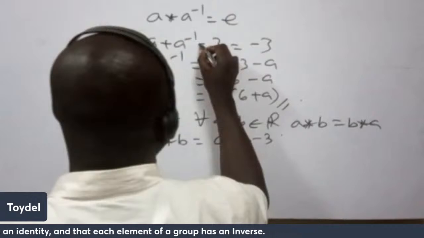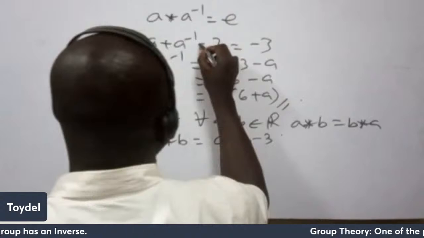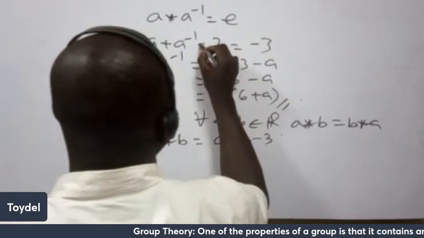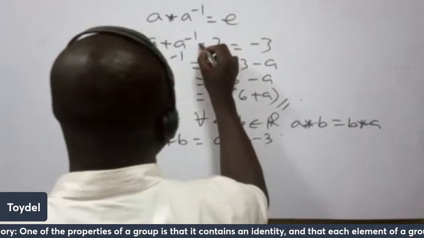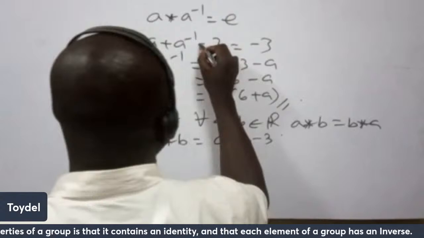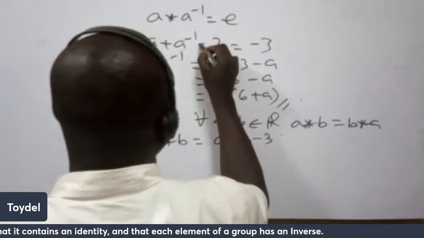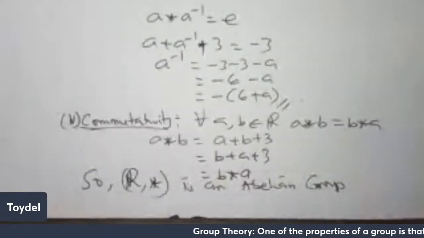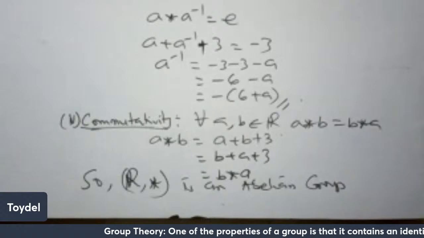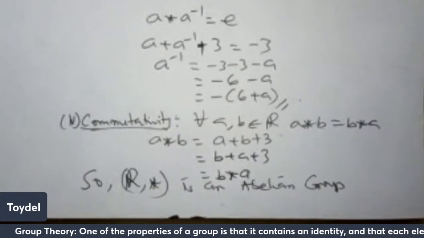So we have the properties that are required to get an Abelian group. We have been able to show the 5 properties. So that is that about the Abelian group.